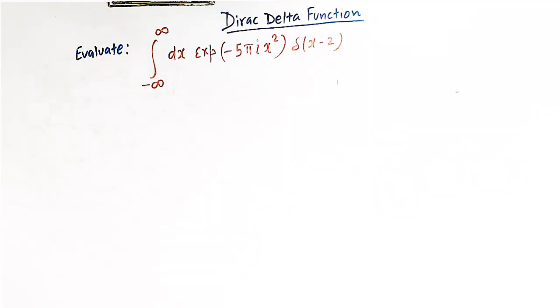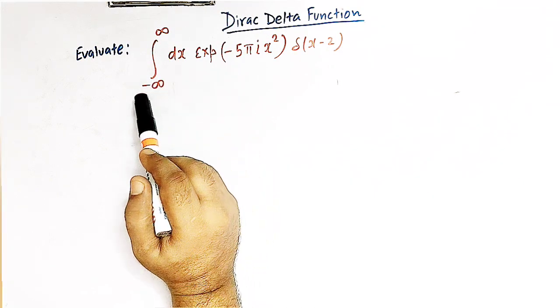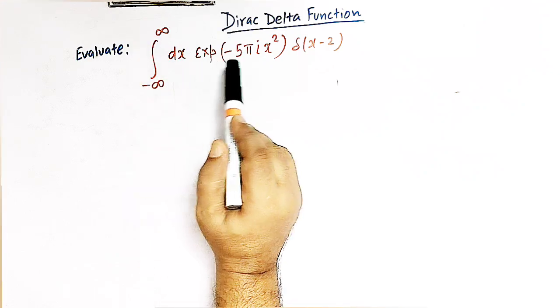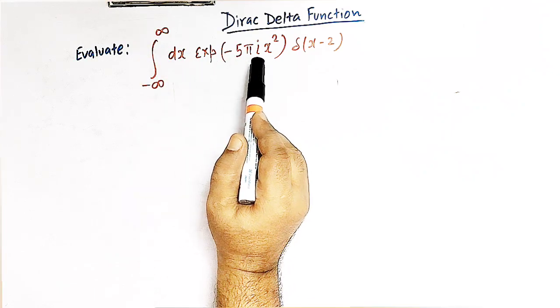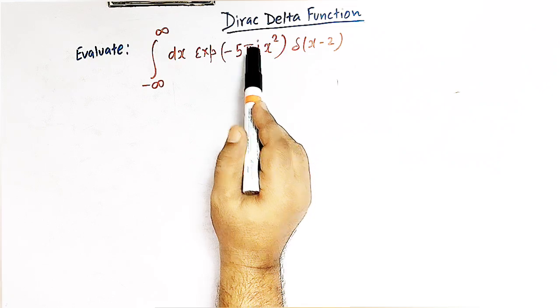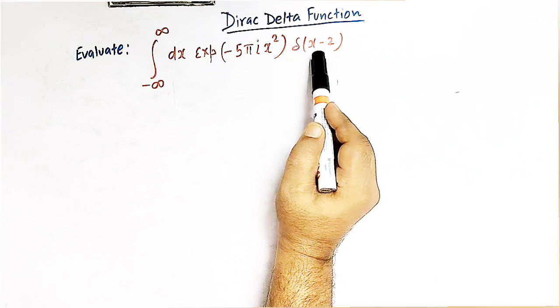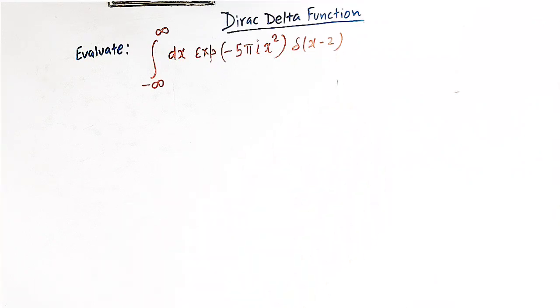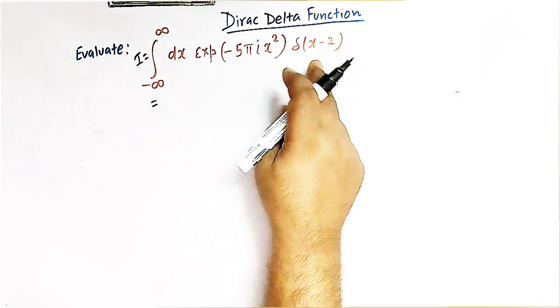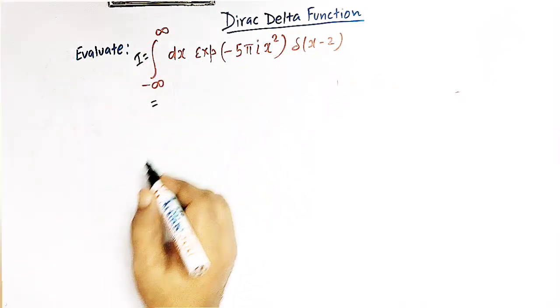So the first problem is this integral from minus infinity to infinity dx, and here we have exponential minus 5 pi i x square, where i is the complex number, that is iota, and here we have delta of x minus 2, right? So we'll solve this integral by making use of the definition of Dirac delta function. So let us call this integral I, and let us rearrange these terms inside the integral sign.